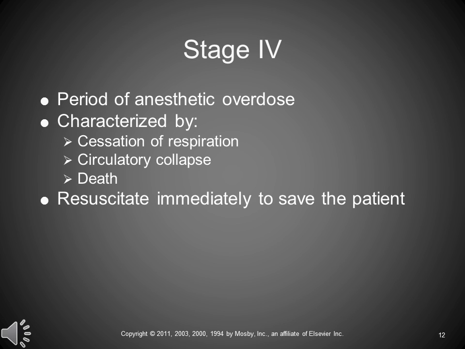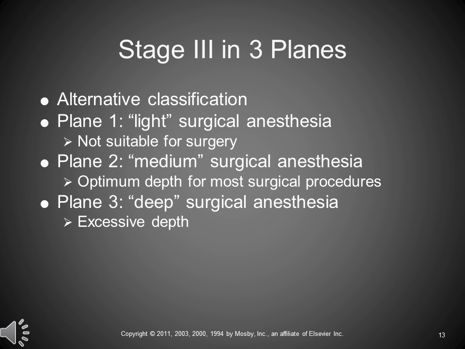You've got no reason to be in stage 4, unless of course you're really trying to kill them. The nomenclature system, I prefer actually. Stage 3 is divided into 3 planes. I find it more easily understandable by students, and I think it just makes more sense. Stage 3, plane 1 is light. Plane 2 is medium, and plane 3 is deep.